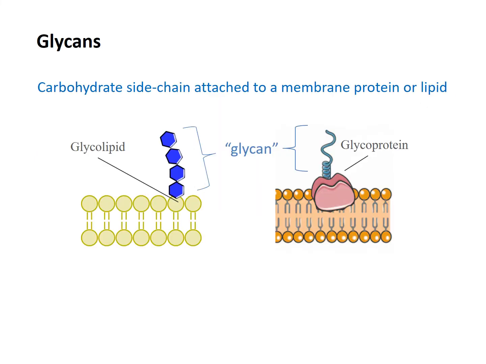Glycans are these carbohydrate side chains that can be attached to either a membrane protein or a membrane lipid. So on the left-hand cartoon picture, you see the glycan attached to a phosphate head of a phospholipid. That turns that phospholipid into a glycophospholipid. So whenever you see this prefix glyco, it means that the thing has a glycan attached to it. It's been glycosylated. The cartoon image on the right you've seen before, that has a peripheral protein with a glycan attached, so it's now a glycoperipheral protein.